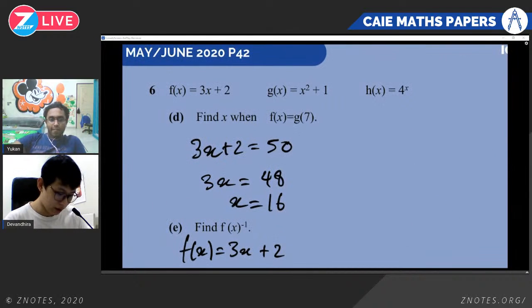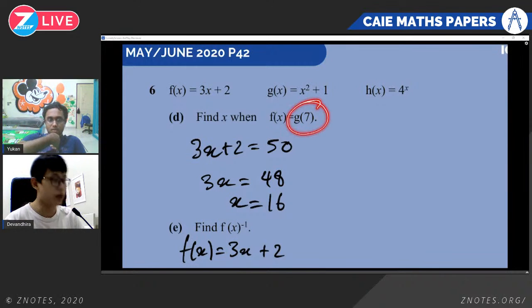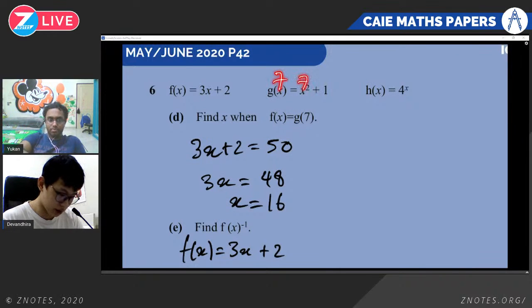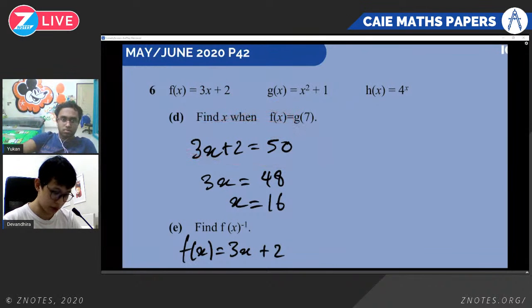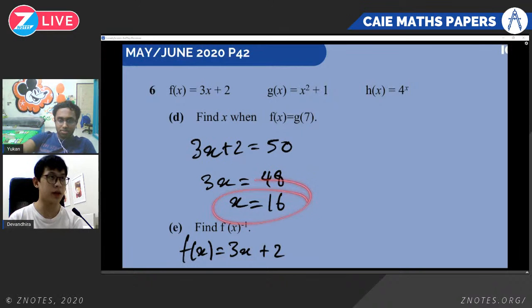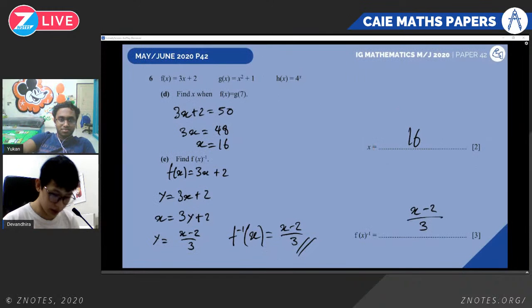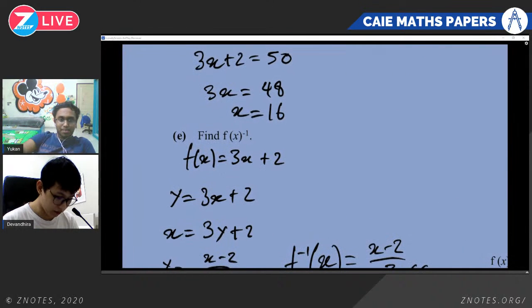Find x when f of x is equal to g of 7. So first, of course, we have to look for what g of 7 is, right? So we just have to put 7 here. 7 squared plus 1, that is 49 plus 1, 50. And remember that f of x is just 3x plus 2, so we can simply replace it. Now we just have to solve for x here. You can bring the 2 to your side, so 50 minus 2, that's 48. We have 3x is equal to 48, divide by 3 both sides, we should get x is equal to 16. Agree, Yugan? Right, that's our answer. Easy 2 marks.